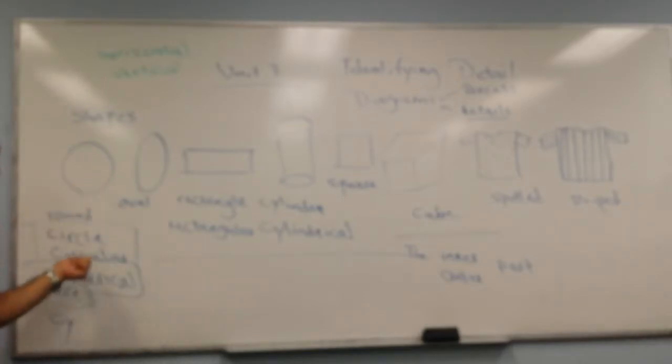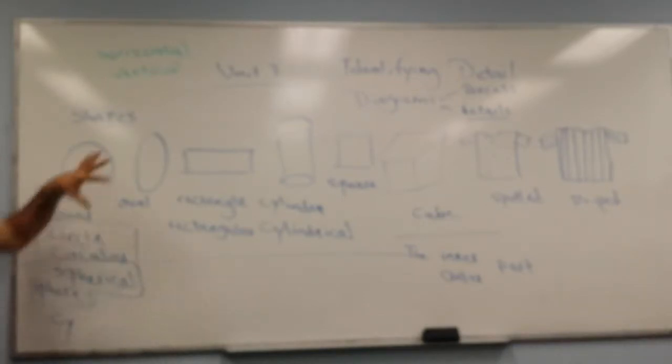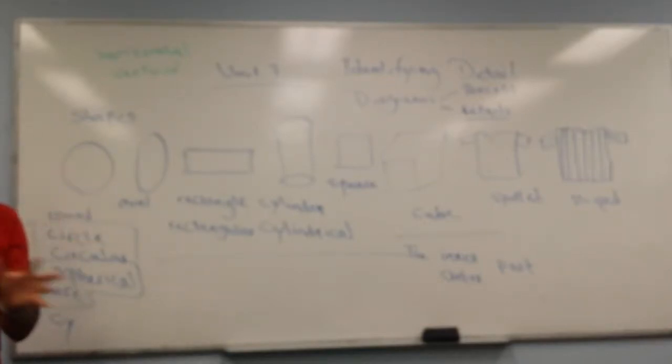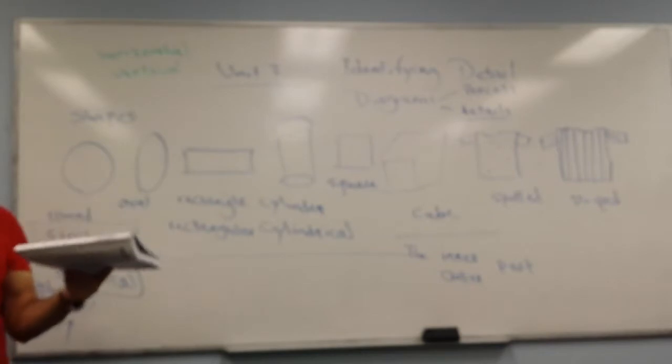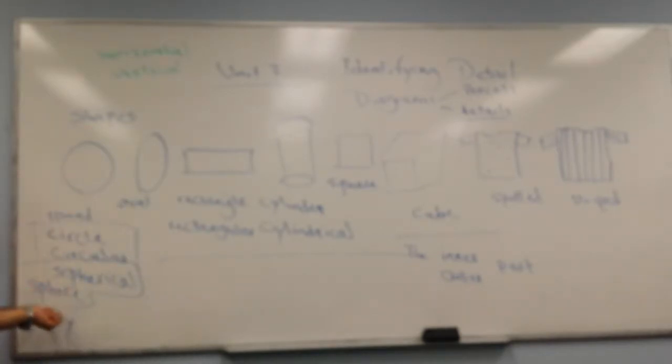Circle, circular. If it's like a sphere, like a globe is like a sphere. The difference is a circle is two-dimensional, right? A sphere is like a globe, right? Like the globe, that's a sphere. And spherical. Circle, circular. Sphere, spherical.